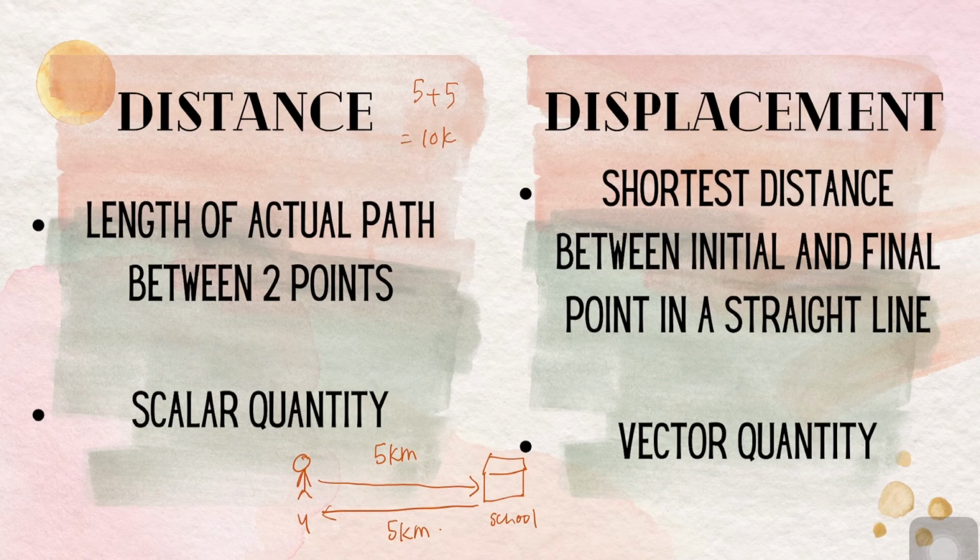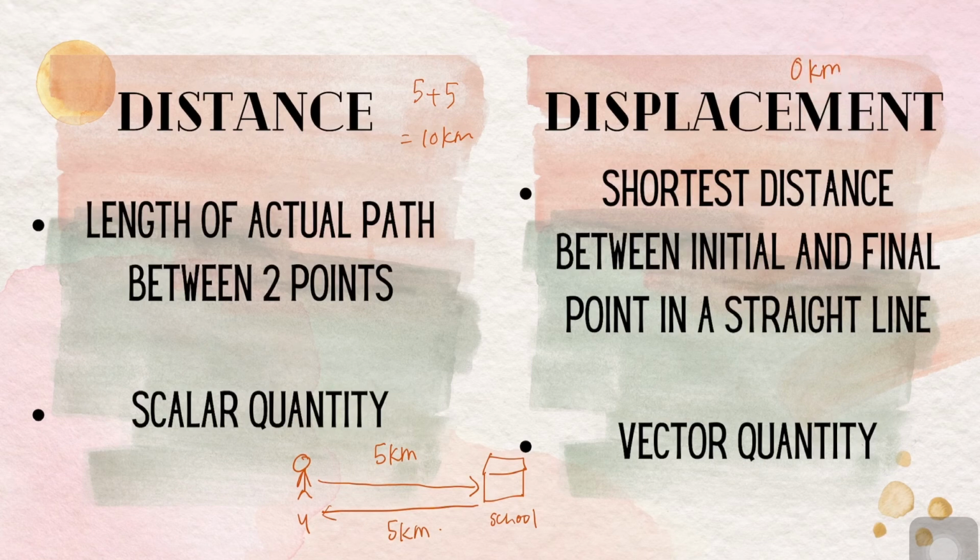However, for the displacement, it will be 0 kilometers. Why is it 0? Because it's the shortest distance between the initial and final point in a straight line. Because that initial point and final point are in the same place, therefore it is 0 kilometers. Remember that in physics, unit is very important. So though it's a 0, you need to put in the unit as well.